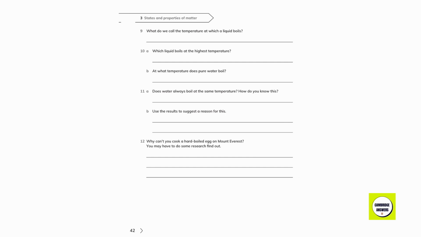What do we call the temperature at which a liquid boils? Boiling point. Which liquid boils at the highest temperature? Milk. At what temperature does pure water boil? 100 degrees centigrade. Does water always boil at the same temperature? How do you know this?